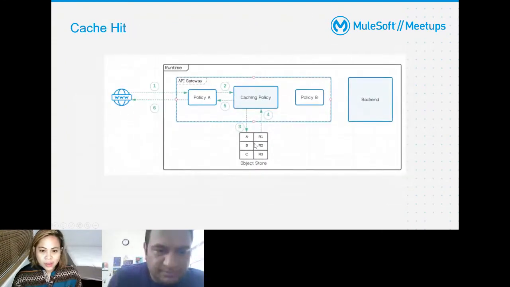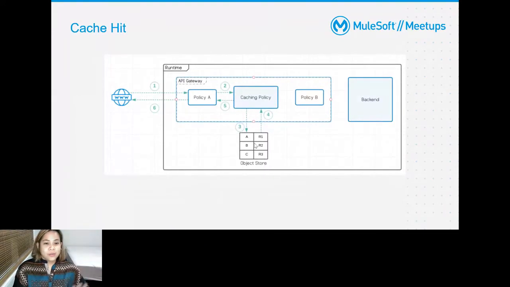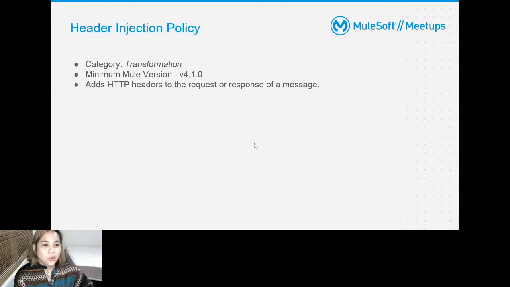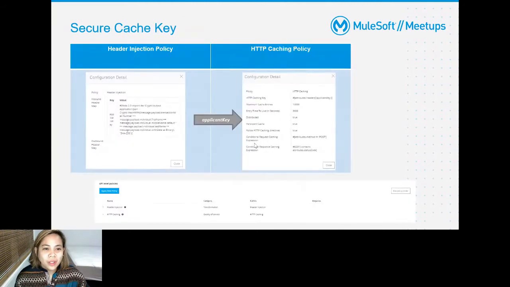Cool. All right, that's for the HTTP caching policy. On to the next API manager policy, called header injection. The category for this is transformation, whereas HTTP caching is for quality of service. The minimum Mule version for this is again 4.1.0. It adds HTTP headers to the request or response of a message. There's an opposite of header injection, which is the header removal policy.